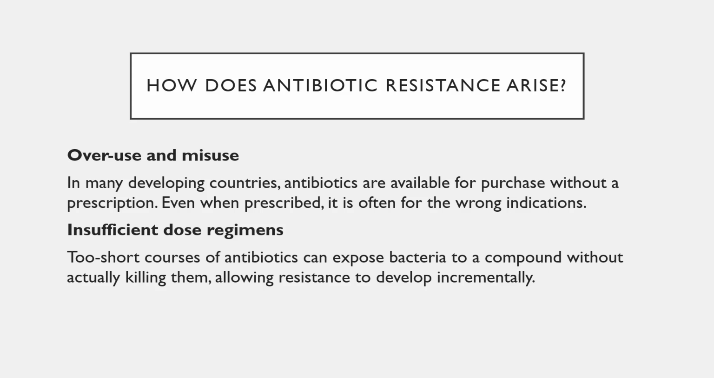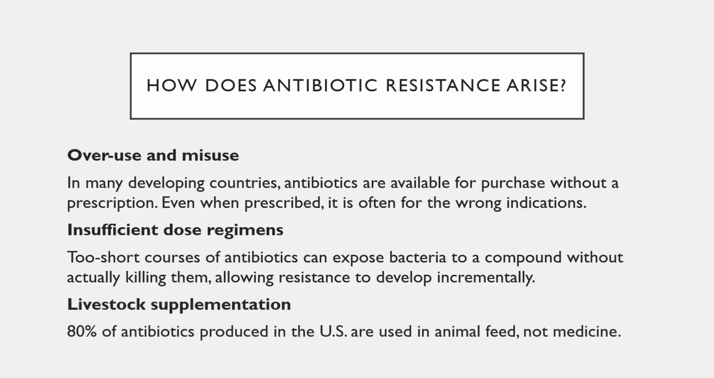Another major factor is livestock supplementation. It may surprise you to learn that 80% of the antibiotics produced in the US are not used in medicine. They are used in animal feed. And that's because the supplementation of antibiotics within animal feed allows animals to be raised in factory farm settings, where they are in closer quarters, and in those close quarters there is the threat of disease spreading more readily. However, if the animals are given a constant steady stream of antibiotics, they can be packed into those close quarters without the worry that disease will develop. And so this is another major source of antibiotic resistance.